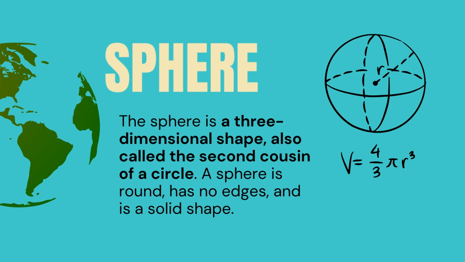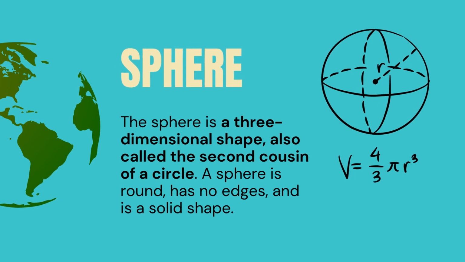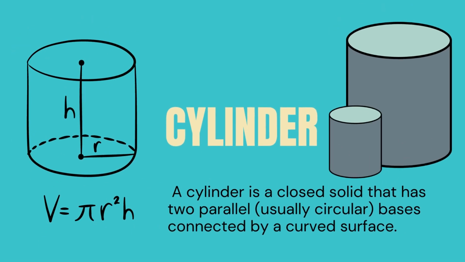The next solid figure is a sphere. The sphere is also a three-dimensional shape, and it is called the second cousin of a circle. A sphere is round, has no edges, and is a solid shape. The next solid figure is a cylinder. A cylinder is a closed solid that has two parallel, usually circular, bases connected by a curved surface. That's a cylinder. Next up is a cone.